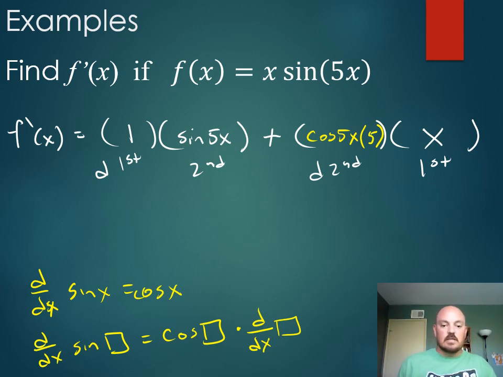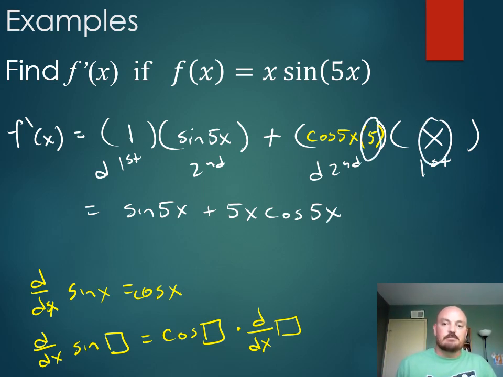So if I clean this all up a little bit, what I get is just sine of 5x for the first part, plus, and then we will have 5x cosine 5x. So in the front, I just put the 5 and the x together. And I'm going to leave that for my final answer. Sine of 5x plus 5x times cosine of 5x. And that's an example of product rule and chain rule with regards to a trig function.